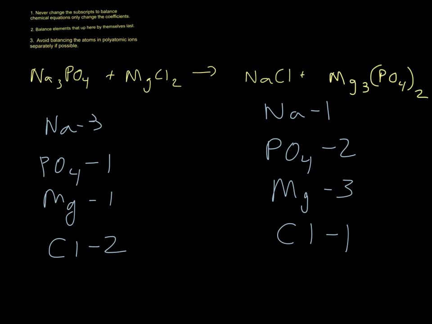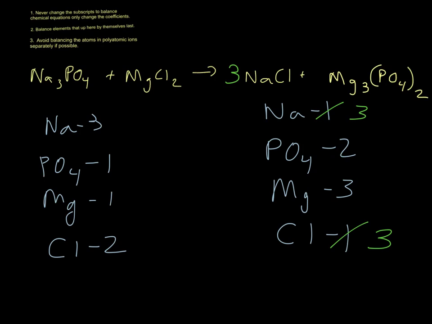I have 1 sodium on that side, 3 on the other side. What can I multiply 1 by to get 3? 3. So I place a 3 out in front of my sodium chloride, and that changes not just my sodium, but also my chloride. Then I have 1 phosphate on this side, 2 phosphates on the other side.